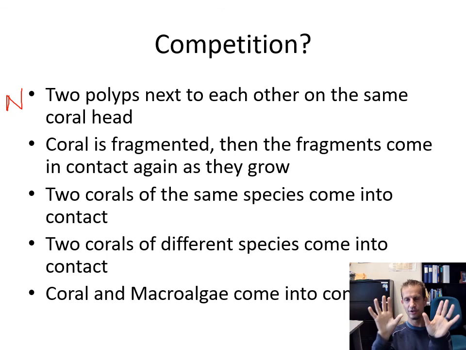2 polyps next to each other on the same coral head, which are fused together and part of the same colonial organism, they're not in competition. What benefits one mouth, if it gets some food, that will sort of transfer through the body into the other polyp, and it's all good. They're sharing the same resources. No competition. Let's say that coral is fragmented, but the 2 fragments grow and eventually they come back into contact with each other. Would that be competition?